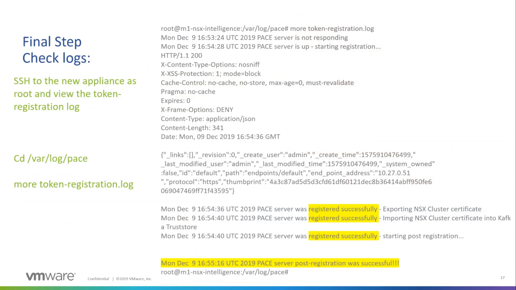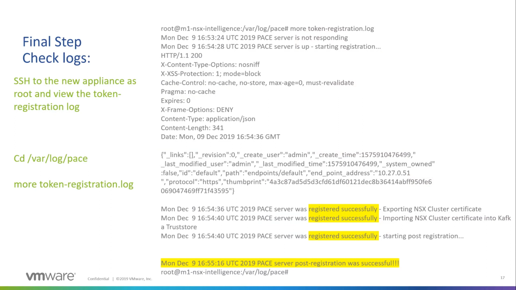So this is the final step that I learned when it didn't work the first couple times, on how to check to see if it's going to be successful. You can SSH in as the root account with the password that you set on the new appliance, or log in through the console, and go to the /var/log/pace directory, and then do a tail or a more on the token-registration.log. What you're looking for is what I've highlighted here at the bottom: registered successfully and server post registration was successful.